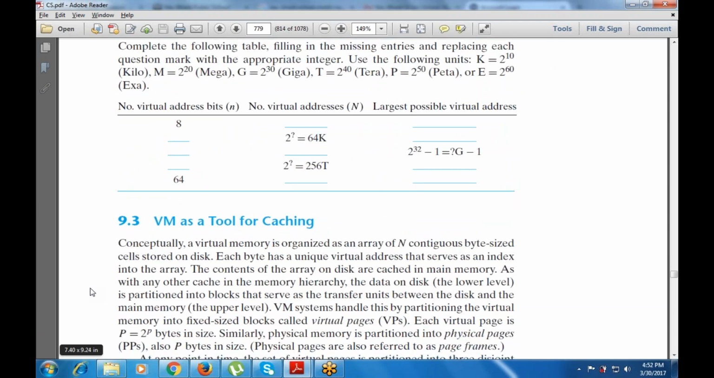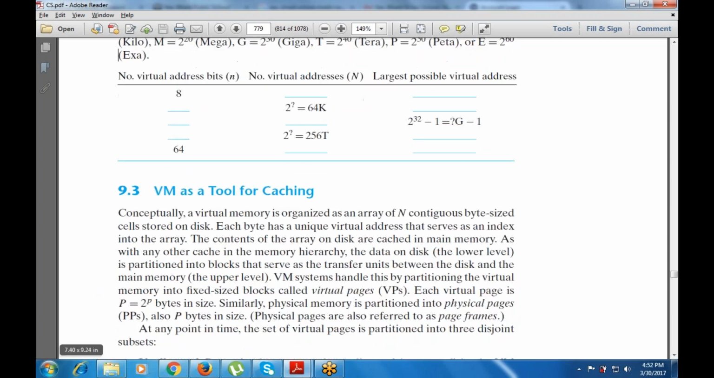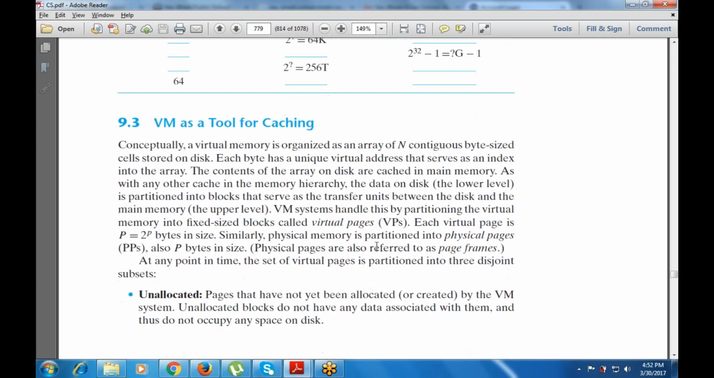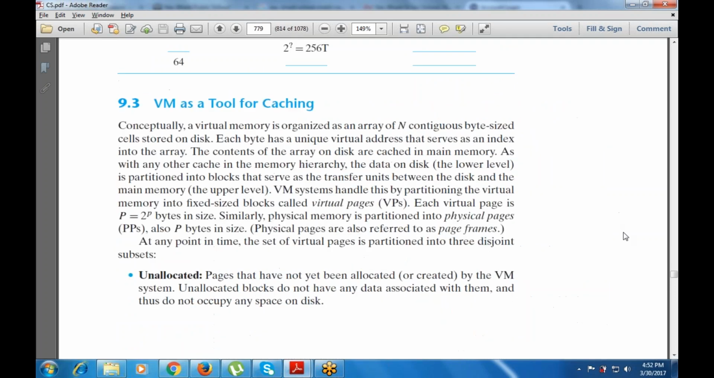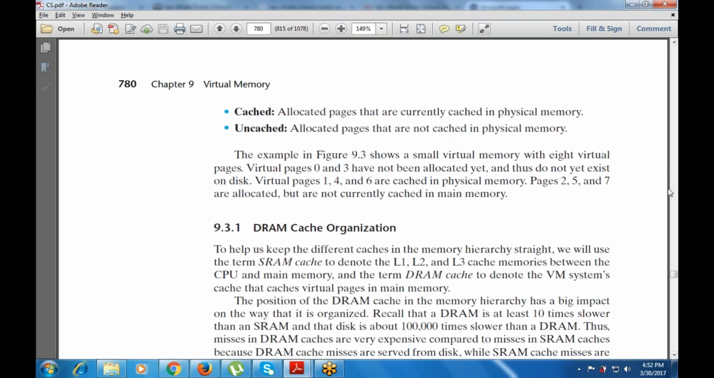So conceptually, a virtual memory is organized as an array of n contiguous byte-sized cells stored on a disk, and each byte has a unique virtual address that serves as an index into the array. The contents of the array on the disk are cached in the main memory, which is available with physical addresses of P bytes in size, also referred to as page frames. At any point in time, the set of virtual pages is partitioned into three distinct subsets.